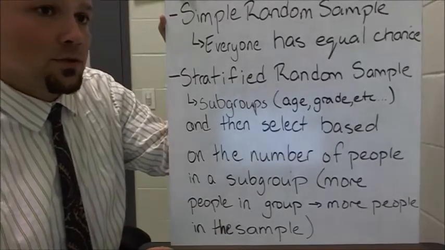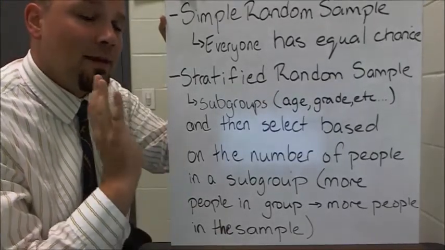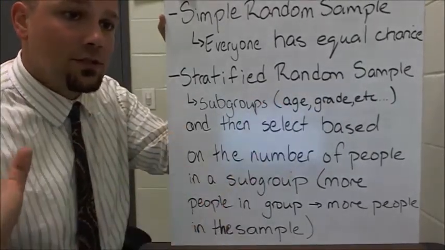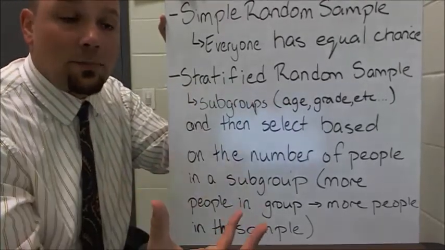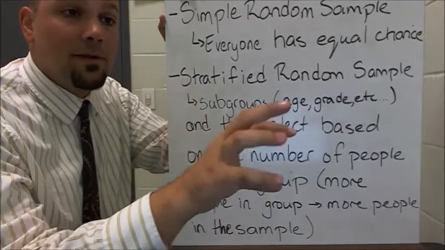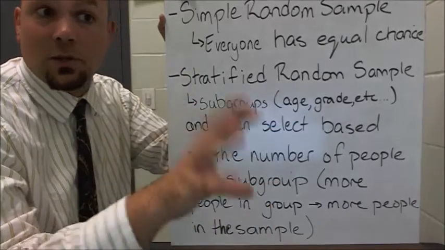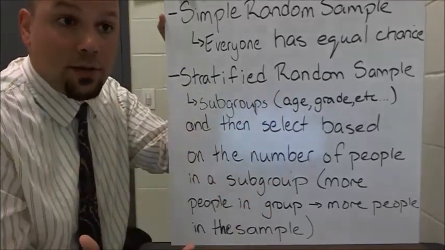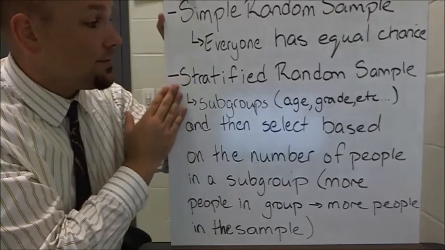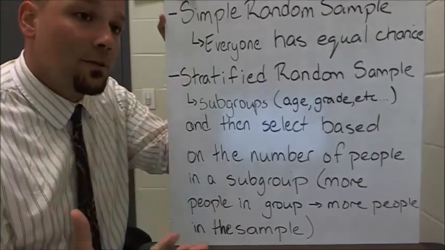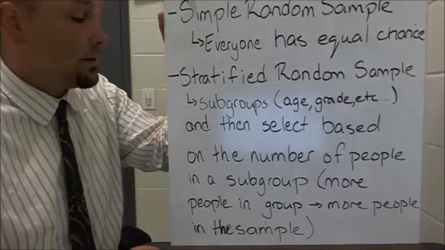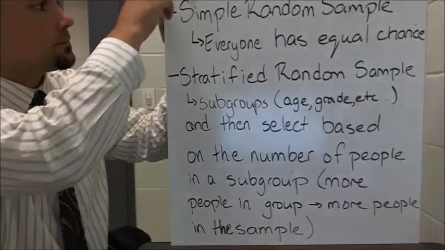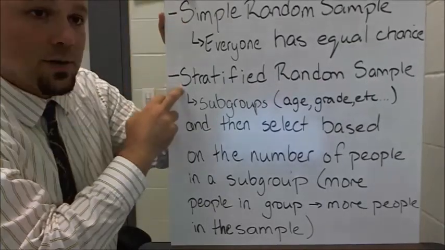If we have a school that has 500 grade 9s and 200 grade 10s, and I just do it randomly, then the grade 9s aren't represented properly, because I might end up with 5 grade 9s and 5 grade 10s. But there are a lot more grade 9s, so I should have a lot more grade 9s. So a stratified random sample lets me account for the different sizes of groups in a population. So that's a simple random sample and a stratified random sample.